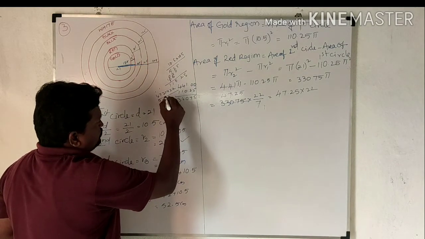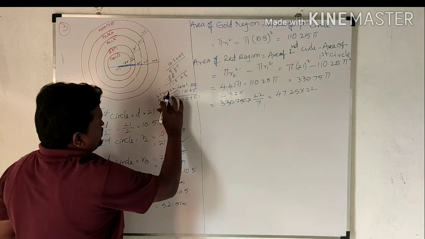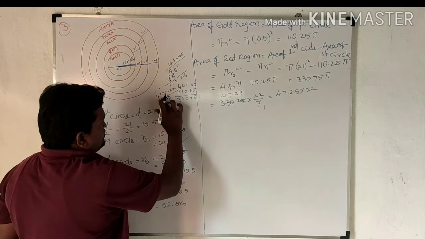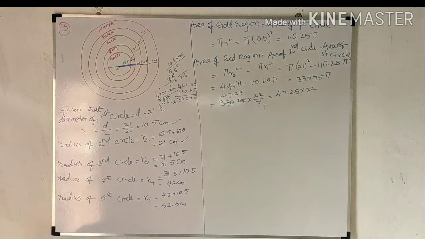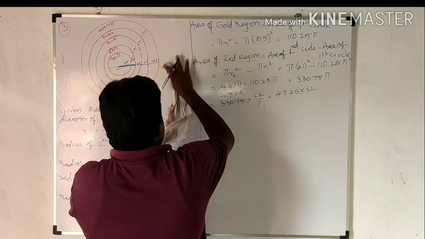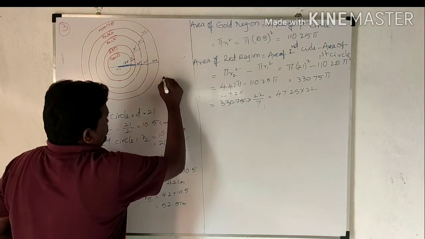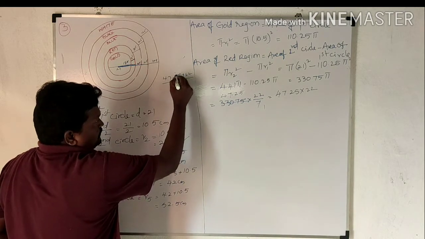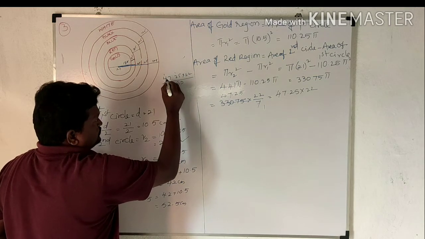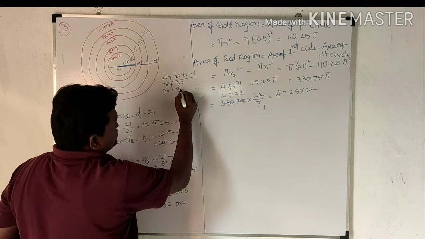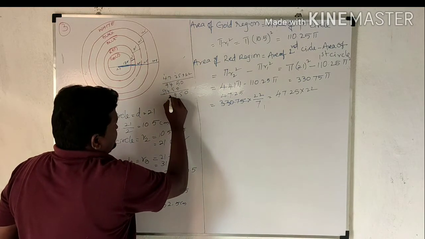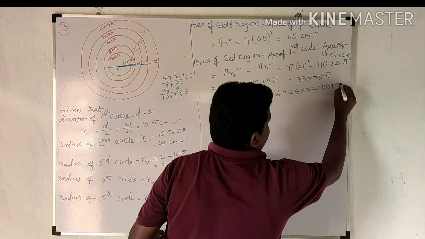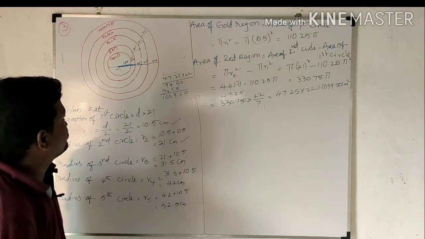Here we will do it again. See that, 47.25 into 22. 2 fives are 10, 2 twos are 4, 1 5, 2 sevens are 14, 2 fours are 8, 9, and so on. This is 1039.50 centimeter squared. This is the area of the red region.